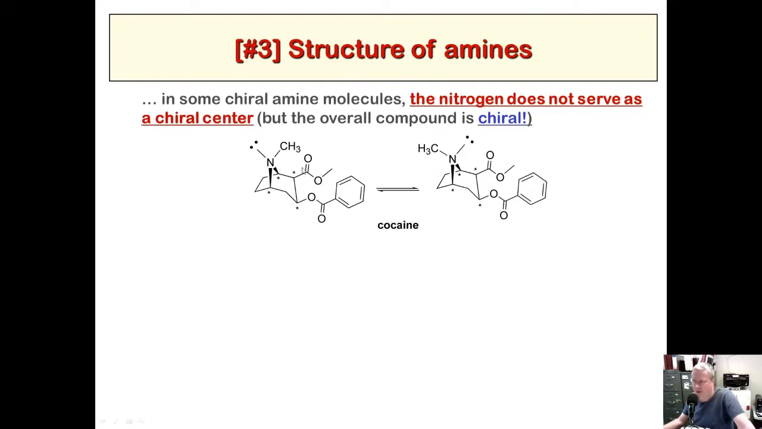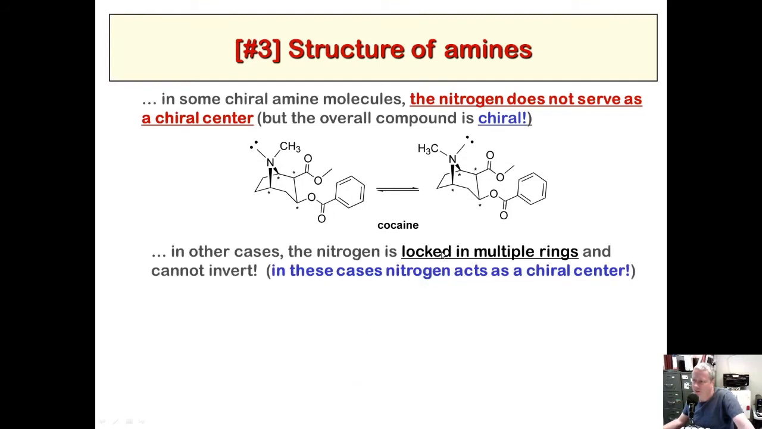It's got other chirality also, but the thing about this N-methyl group is it can interconvert back and forth very readily, so we don't consider the nitrogen a chiral center. It does have 4 other chiral centers that are present. In other cases, nitrogen can be locked in multiple rings and cannot invert, and in those cases nitrogen can act as a chiral center. So there are cases where nitrogen can act as a chiral center.